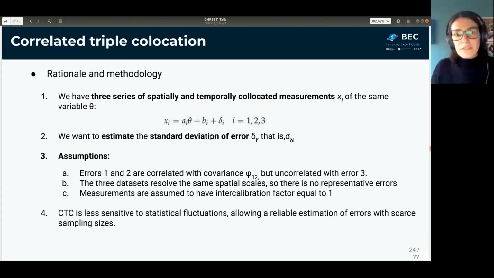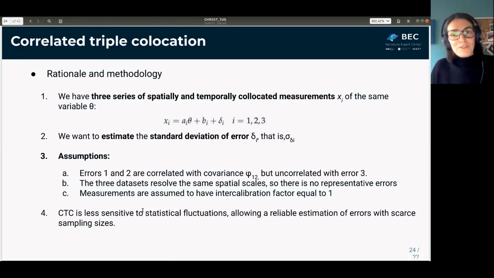But basically, we want to estimate the standard deviation of the error delta E, and we make three assumptions. We assume that the errors of 1 and 2 are correlated, but uncorrelated with the third data set. We assume that these three data sets resolve the same spatial scales, so we don't have any representativeness error. And we also assume that the intercalibration factor, this coefficient here, is equal to 1. We assume this, and we have proved it as well. So this methodology allows a reliable estimation of the errors with scarce sample sizes. With one year of data, we can provide the maps.